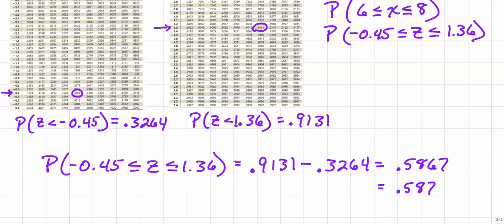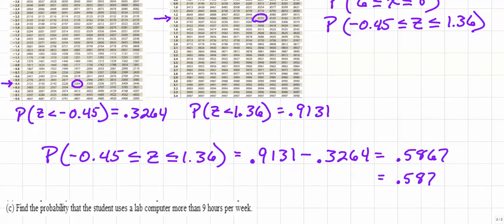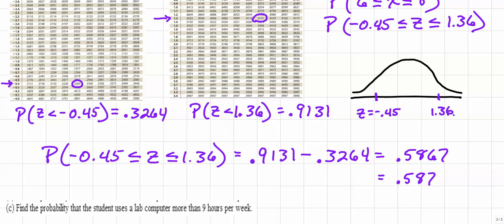And then we're going to finally do the third part of this. And just as a quick reminder about what we've done, if we draw the normal distribution curve, i.e. the bell curve, and we understand that we have a z-score at negative 0.45, and then we have a z-score at 1.36, the area between the two is what we're looking for, right here to right here. So this is everything between these two.